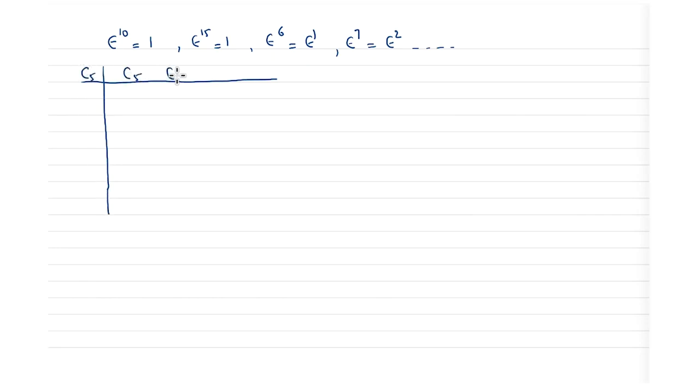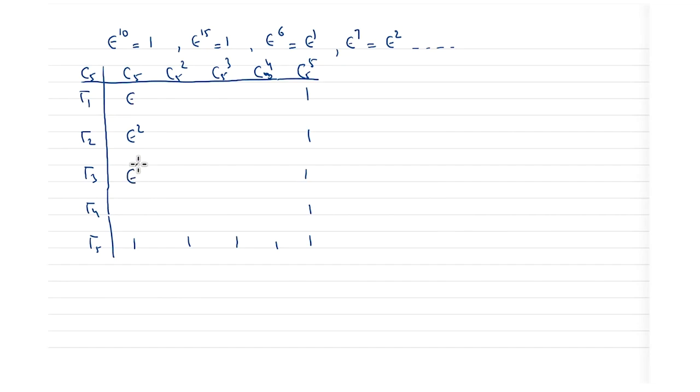So let's say C5 square, cube, C5 4, and C5 5. So we have tau 1, tau 2, tau 3, tau 4. So I had 1, 1, 1, 1, 1 here. Now this is epsilon, epsilon square, epsilon cube, epsilon 4. And if we square this, I get square, I get 4. Now I get 6. Now instead of 6, what I will do is I will just write epsilon here, right?